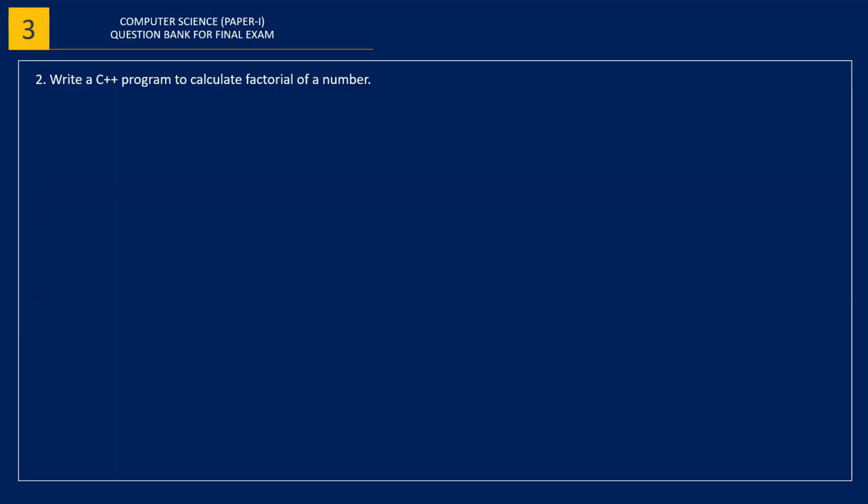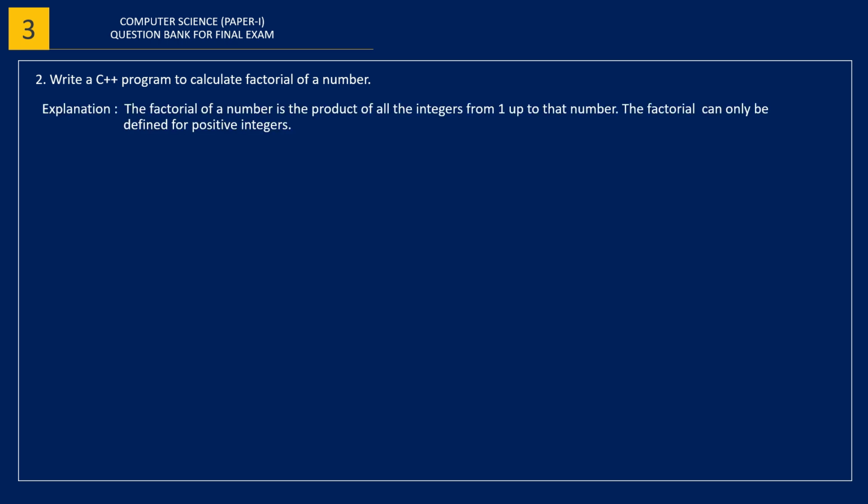Second program: write a C++ program to calculate the factorial of a number. You all know the meaning of factorial of a number. The factorial of a number is the product of all the integers from 1 up to that number. The factorial can only be defined for integer numbers. The factorial of a negative number does not exist and the factorial of 0 is 1.